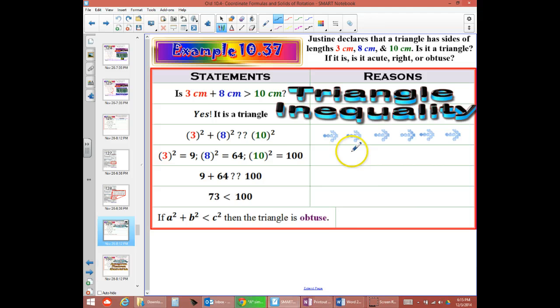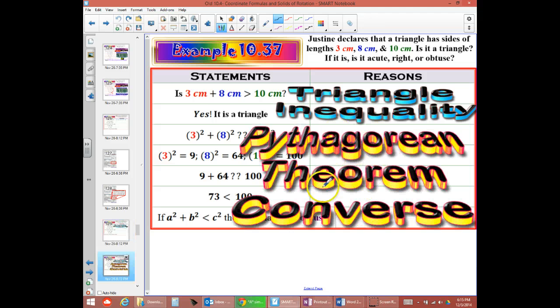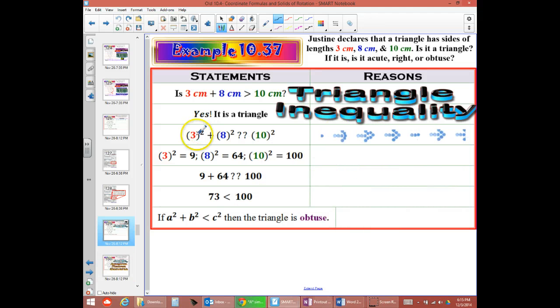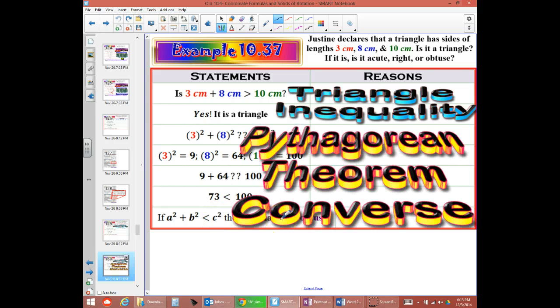So before I put up this is what you're going to write, Pythagorean theorem converse, as your reasons, I want you to see what's happening here. We have 3 squared plus 8 squared is something to 10 squared. Well, we do all the squareds, and we end up with 9 plus 64 is something to 100. Now we can say 73 is less than 100. And since this is true, we look at the converse, right? We say a squared plus b squared is less than c squared. That means that it's an obtuse triangle. All that came because of the Pythagorean theorem converse.